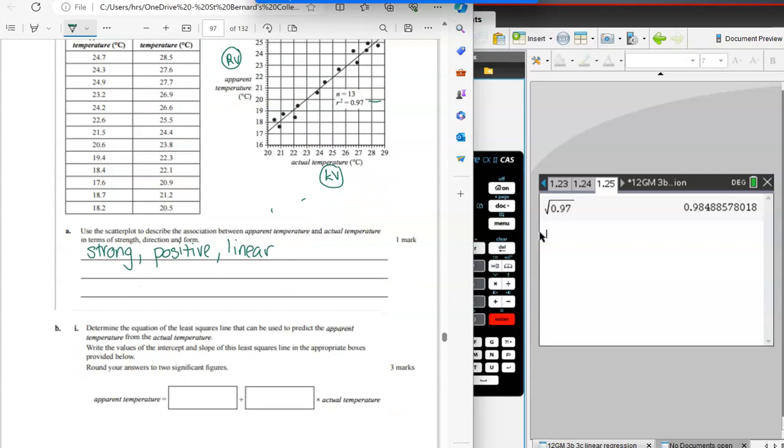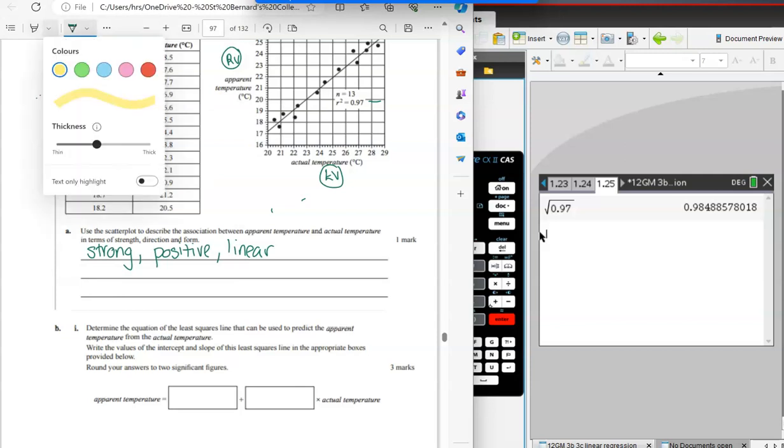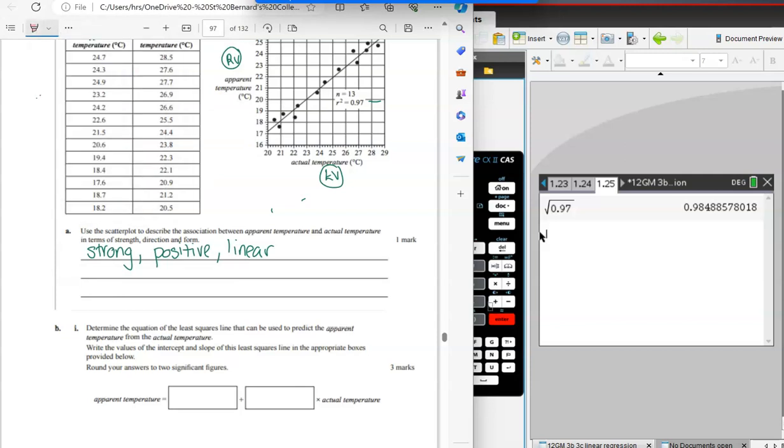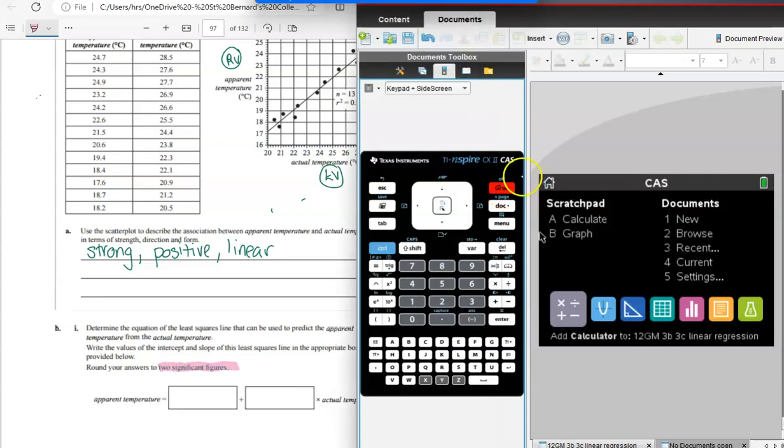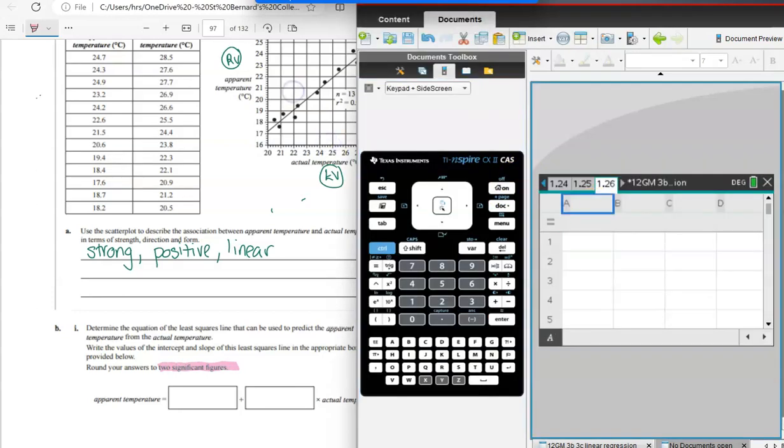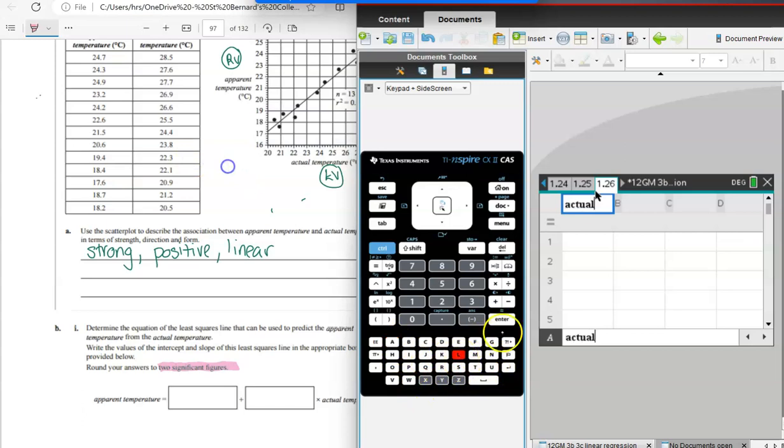Now it says determine the least squares equation. So you've got to work that out. Now you've been given the data, so you're probably best to enter the data in. It says to 2 significant figures, so your best bet is to type it in. So I've got actual temperature, so I would type that list in. So I've done that one. And then we've got apparent temperature. I called it apparent temp, and enter. So there's the 2 lists.